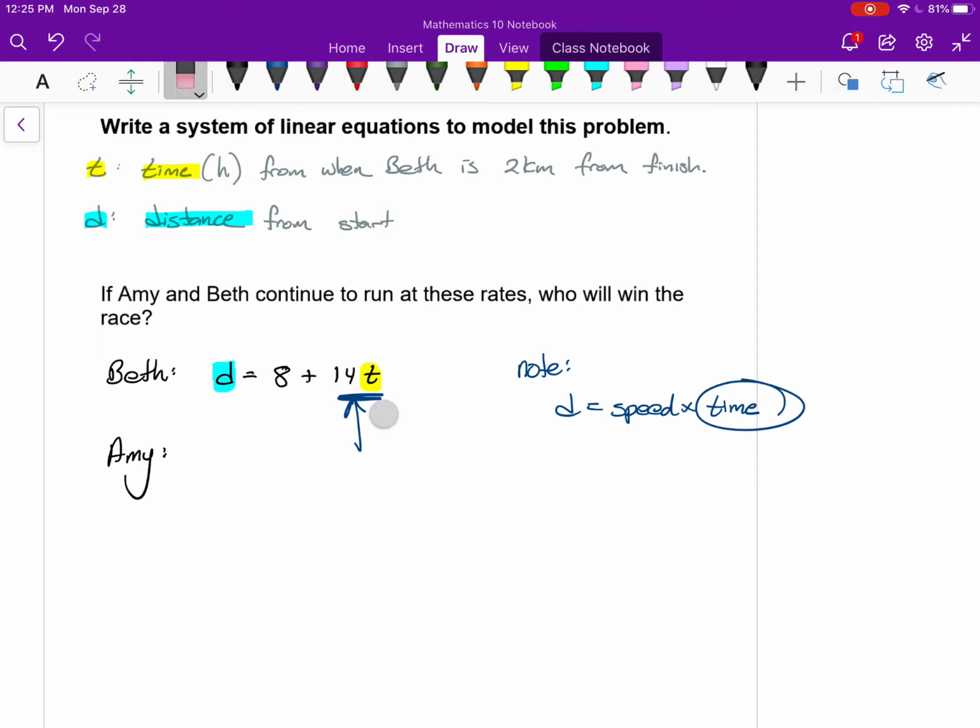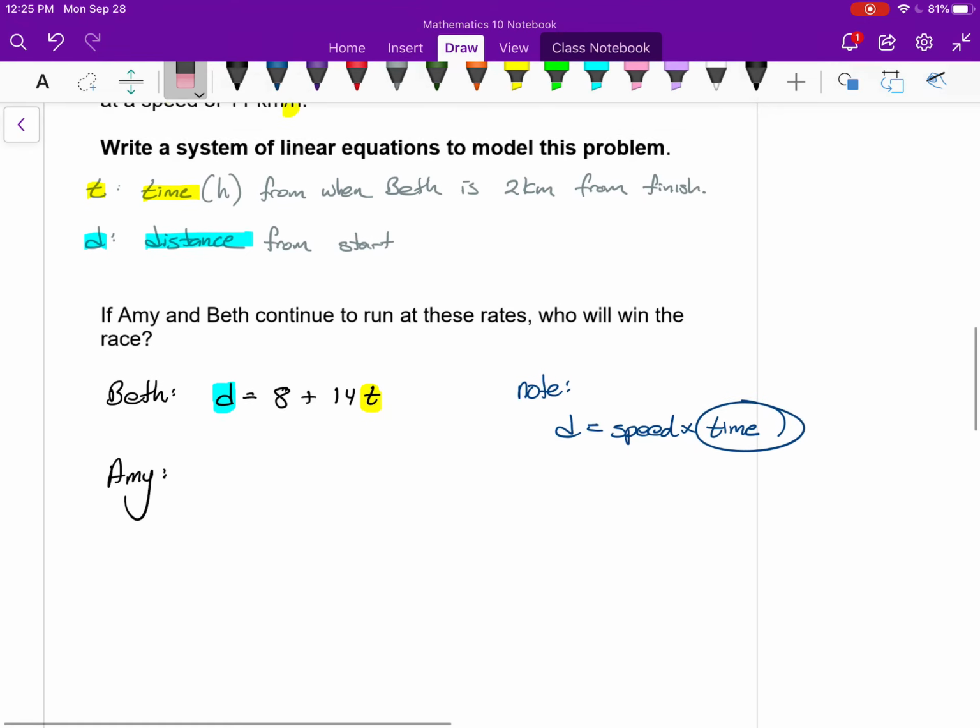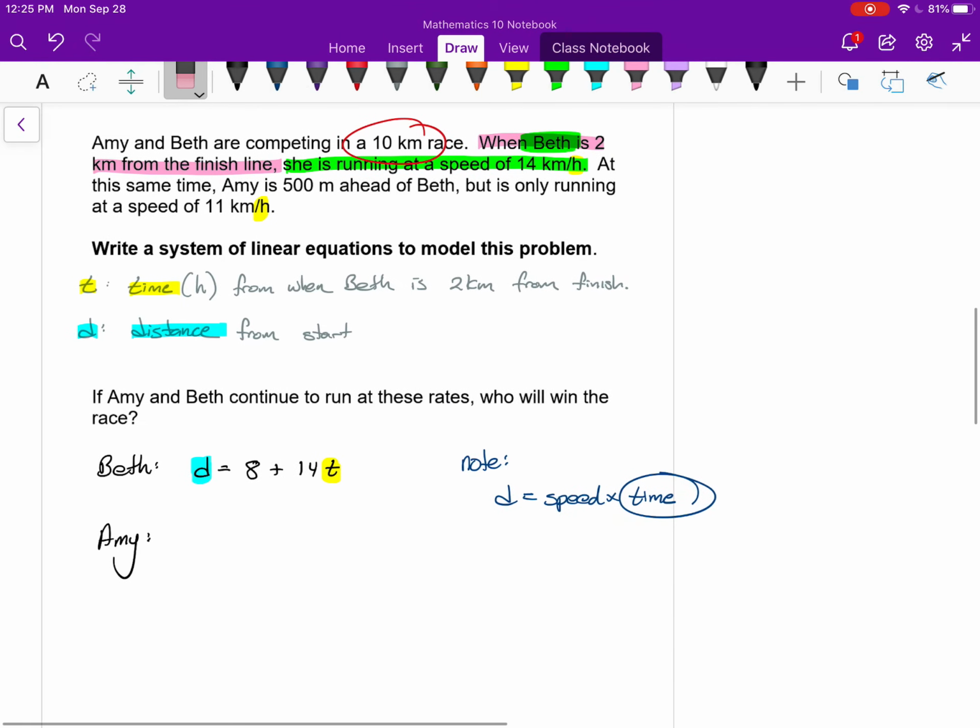So with that said, Amy's should be relatively simple because it's so similar. So Amy, her distance is going to be, at the start of the question, it says right here, she is 500 meters ahead of Beth.